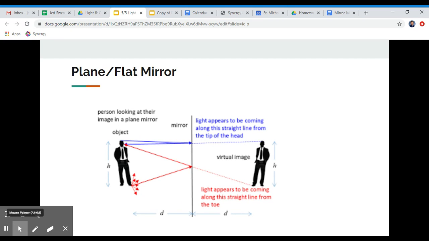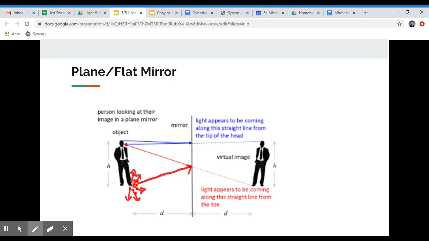So just to give you an idea of how a mirror works, and how reflection itself works, when you are looking into a mirror, let's say you're looking at your foot. Your foot is reflecting off a whole bunch of different rays in different directions. It's an opaque object, right? But some of those rays are going to head straight for that mirror.